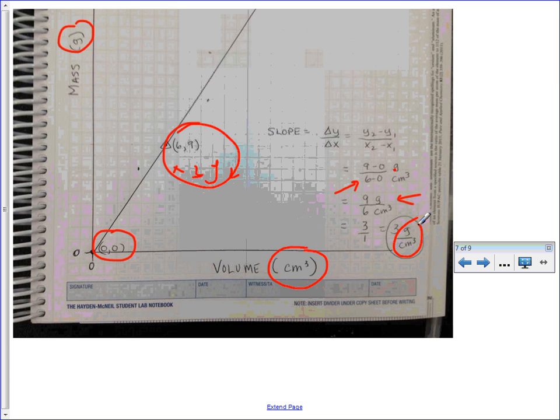Interestingly enough, grams per cubic centimeter is a unit of density. It's mass per volume. So essentially, the slope of your line is equal to the density of your metal. Because density is an intensive property, we can use the density to determine the identity of the metal. So the slope of the line, which is in the units of mass per volume, grams per cubic centimeter, is density, and we're going to use the density to identify the metal that you worked with.